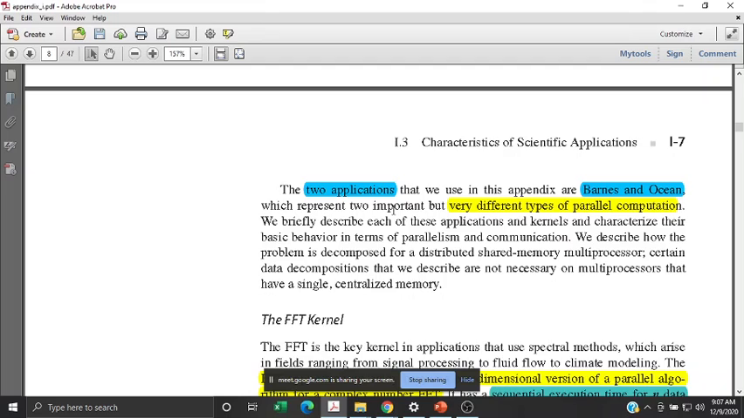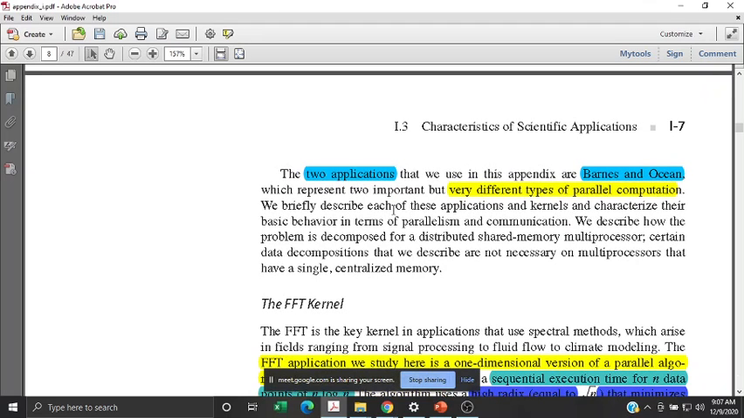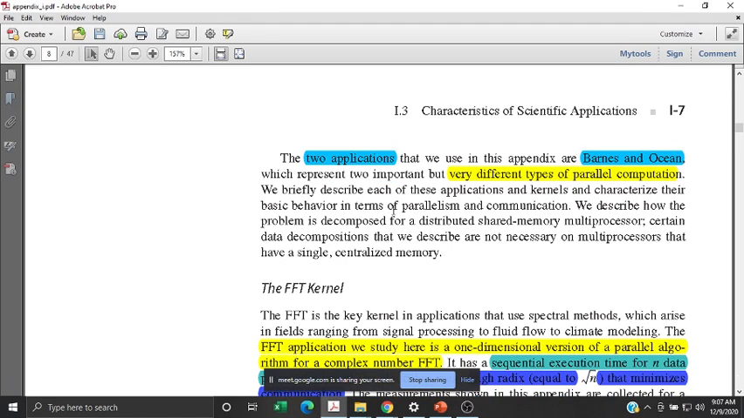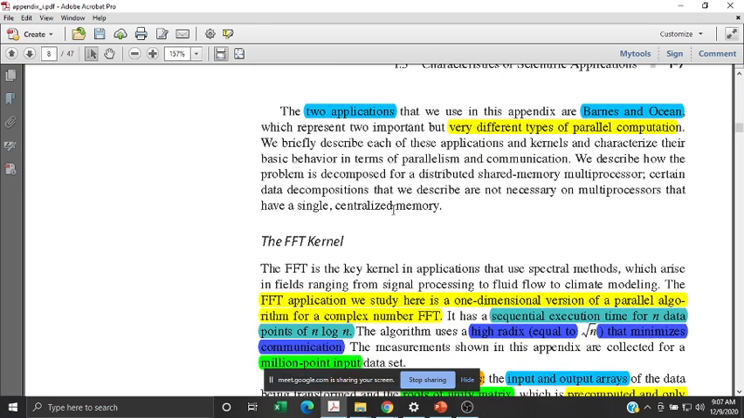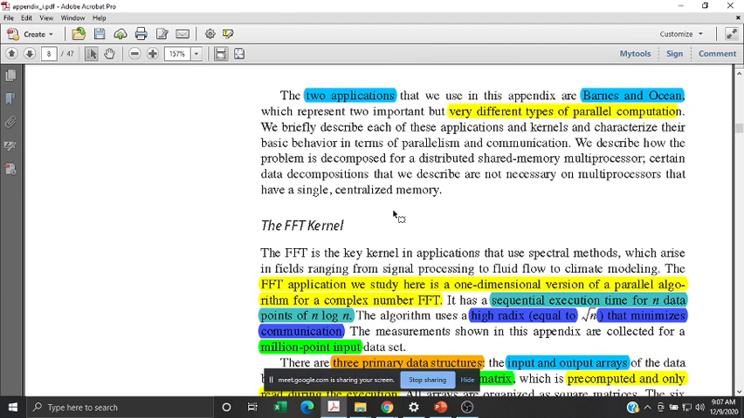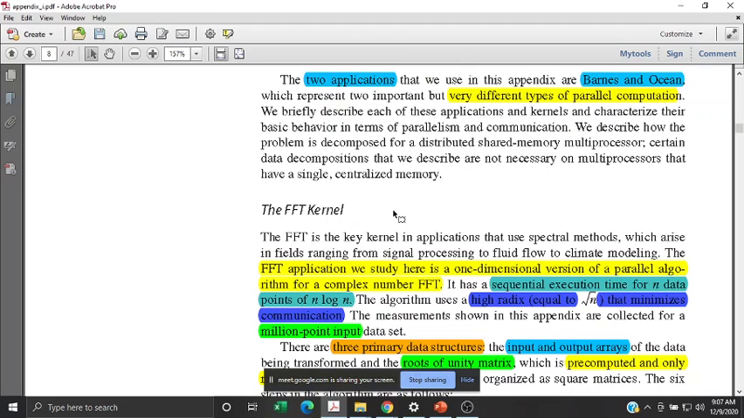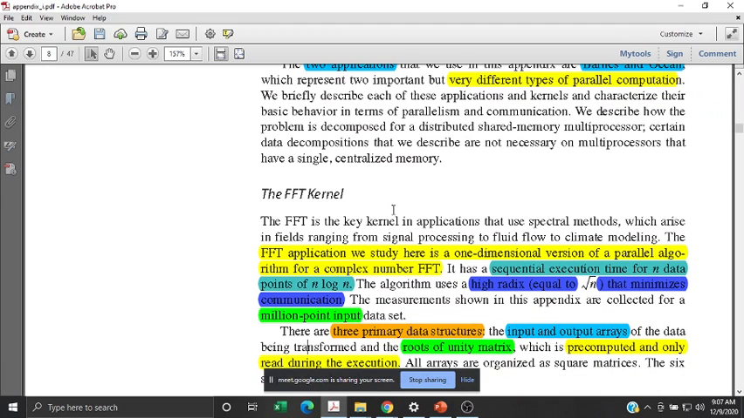So the two applications under consideration are Barnes and Ocean, as we stated. One is with respect to galaxy evolution, another with respect to ocean currents. These are two separate domains of parallel computations. We'll come to that later. I just showcase the theme as such, and I feel that is more than sufficient, even though we are not able to understand the exact mathematics involved.